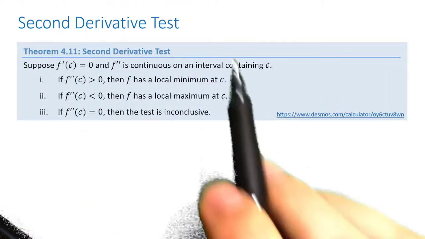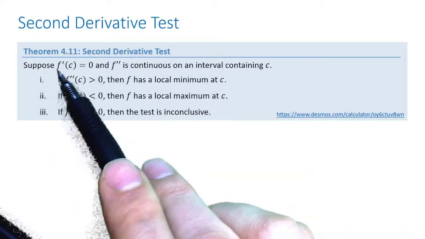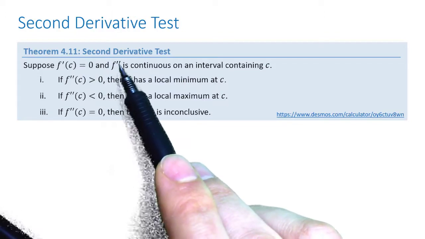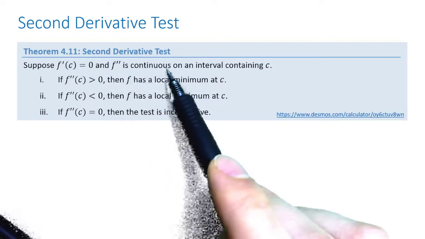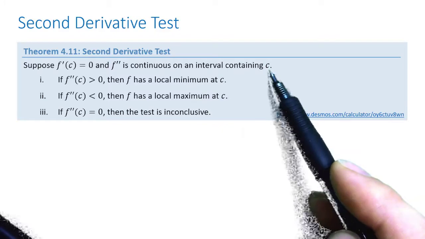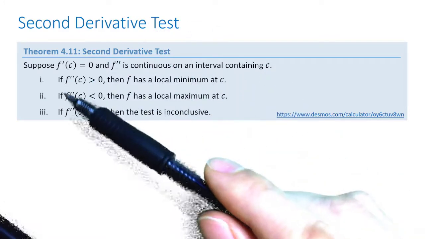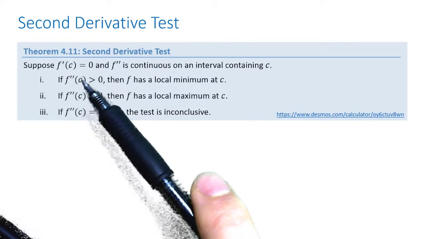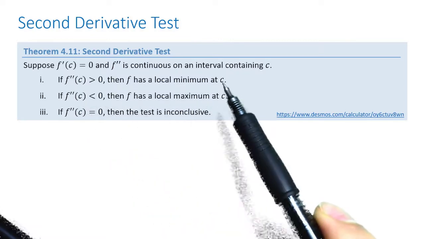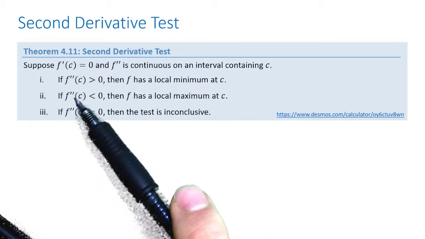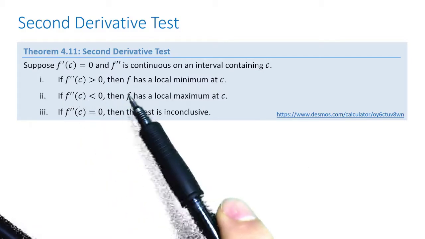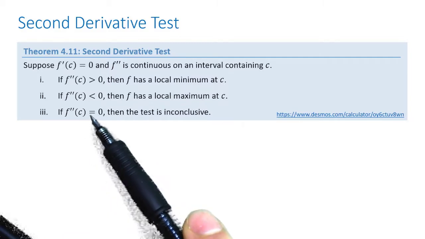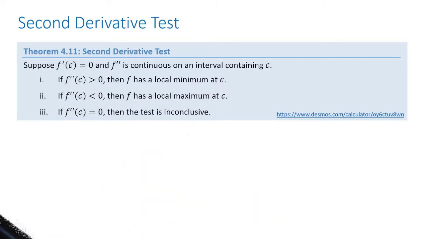All right, so here we are back at the theorem. Let's read what it says. It says, suppose f prime of c is equal to 0, and f double prime, the second derivative, is continuous on an interval containing that number c. And the theorem has 3 parts. The first part says, if the second derivative at c is positive, then f has a local minimum at c. If the second derivative at c is negative, then f has a local maximum at c. And if the second derivative at c is 0, then the test is inconclusive.